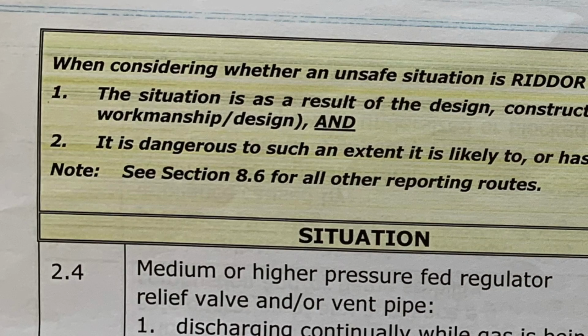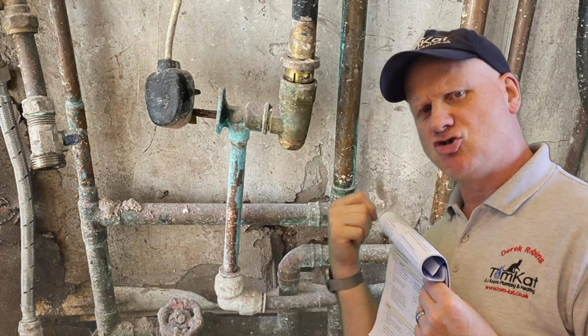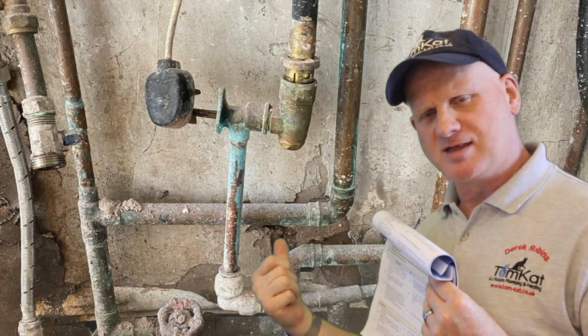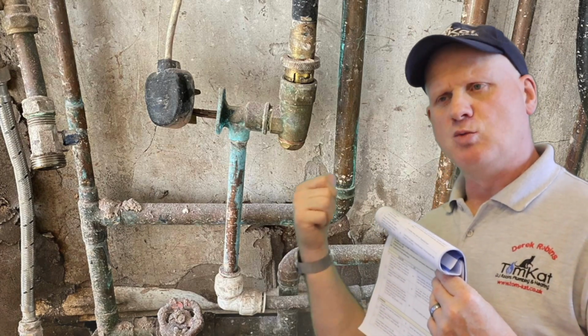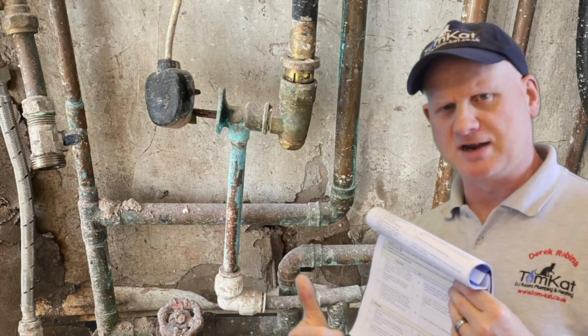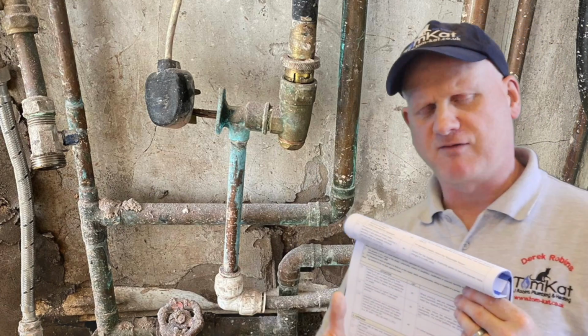Note, see section 8.6 for all other reportable routes. Why does it make it ID and RIDOR? Because somebody has used a water fitting on a gas pipe which could cause a leak and could cause an explosion and could cause death at any time. So that's what makes it RIDOR reportable, because somebody has actually done this. So hopefully you got that one.